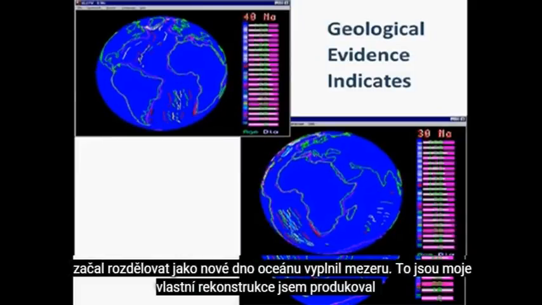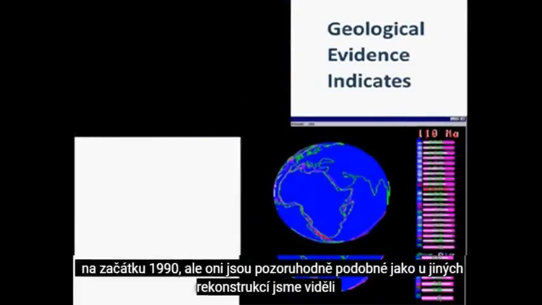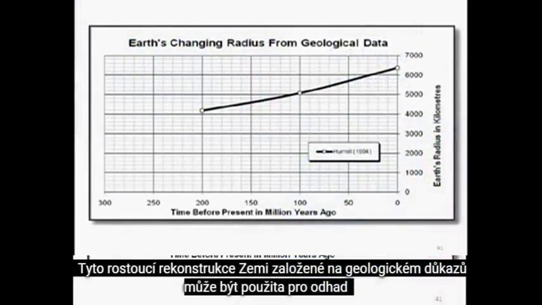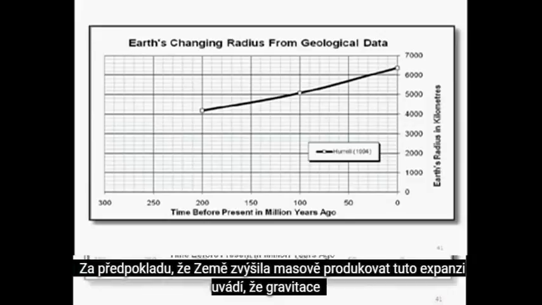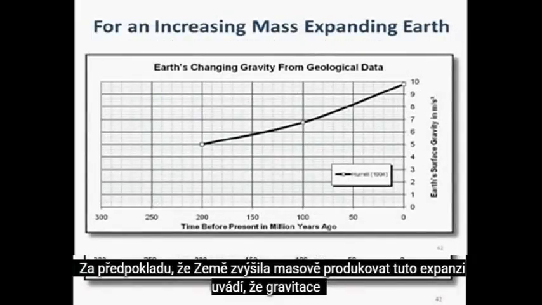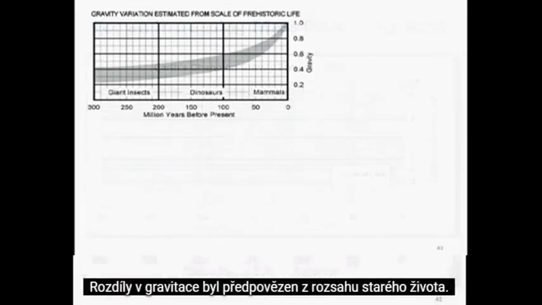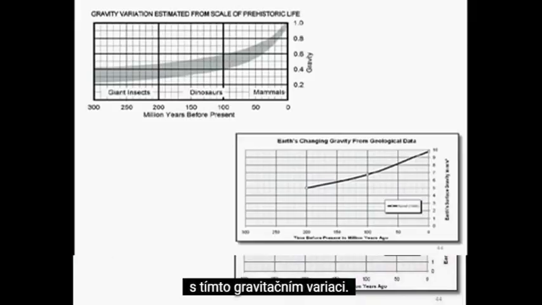These are my own reconstructions I produced in the early 1990s, but they are remarkably similar to other reconstructions we have seen at this conference. These expanding Earth reconstructions, based on geological evidence, can be used to estimate the size of the Earth in the past. Assuming that the Earth has increased in mass to produce the expansion indicates that gravity has increased over time. This is an increasing mass expanding Earth. The variation in gravity was predicted from the scale of ancient life, and the variation in gravity predicted from an increasing mass expanding Earth is comparable with this gravity variation.